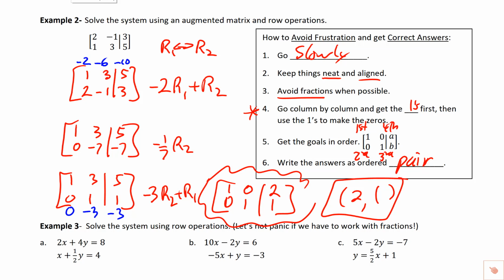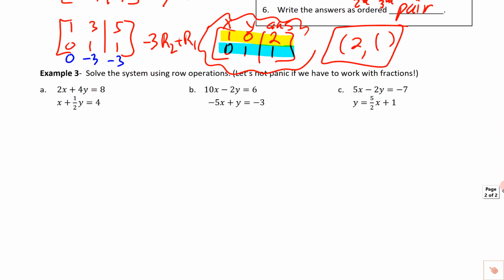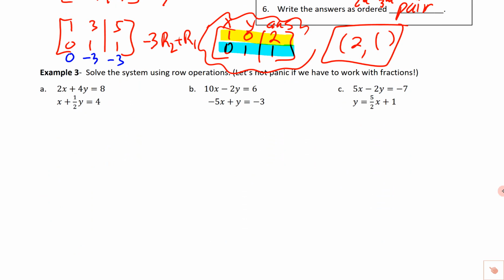Does it matter how you write the order, like you did 2, 1 or 1, 2? It does, because this is a great question Keely just asked. Does it matter what order you write them? This is the X column, this is the Y column, and this is the answer column. So this first equation means we have one X and it equals 2. And that second equation says we have 1Y and it equals 1. So X is equal to 2 and Y is equal to 1. Everybody good? Okay, raise your hand if that looked familiar.